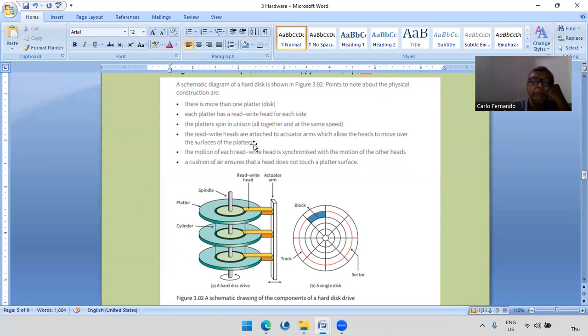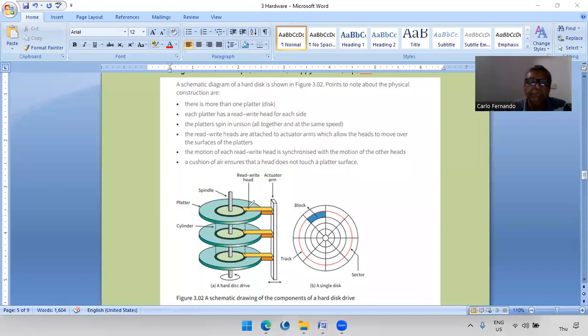Then the read-write heads are attached to actuator arms. It's like a robotic arm, controlled by the computer, which allows the heads to move over the surfaces of the platters. So this will move. How do these heads move? Because of how it is mounted, it can turn only this way. This is like an arm here, with another extension of this arm.